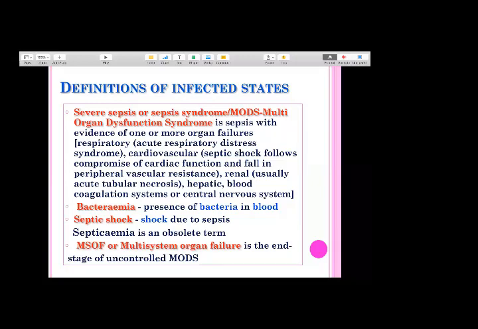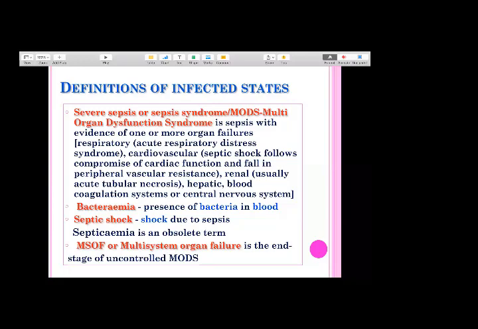This can mean respiratory involvement, which will cause acute respiratory distress syndrome; cardiovascular, heart involvement, which will cause septic shock, which follows compromise of cardiac function and fall in peripheral vascular resistance. It could affect your kidneys, the renal, usually acute tubular necrosis, the hepatic, liver, blood coagulation system, or central nervous system.